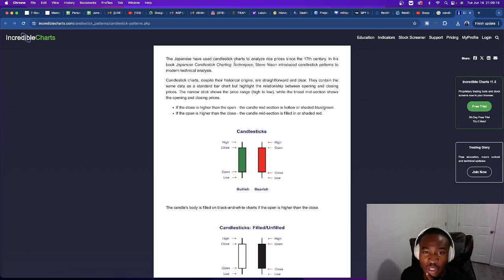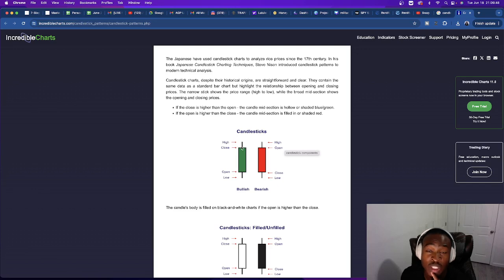It says the Japanese have used candlestick charts to analyze prices since the 17th century. Okay, this is talking about the books, but this is a Japanese candlestick. That's what these are referred to as. And all you guys need to know is these are candlesticks, and how they move and what they look like and what they do.